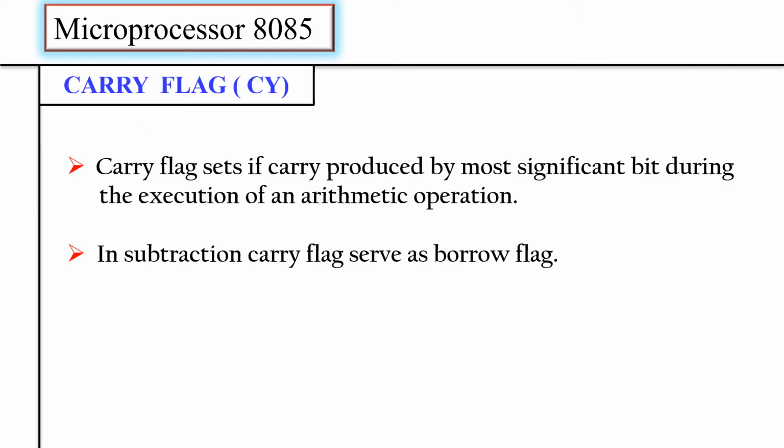Carry flag, or CY flag. Let us see when this flag is set or reset. The carry flag is set if a carry is produced by the most significant bit during the execution of an arithmetical operation. So the carry flag is set to 1 when the most significant bit produces a carry in an arithmetical operation. In subtraction, the carry flag serves as a borrow flag. So carry will be set in addition and in subtraction. Let us see with an example.